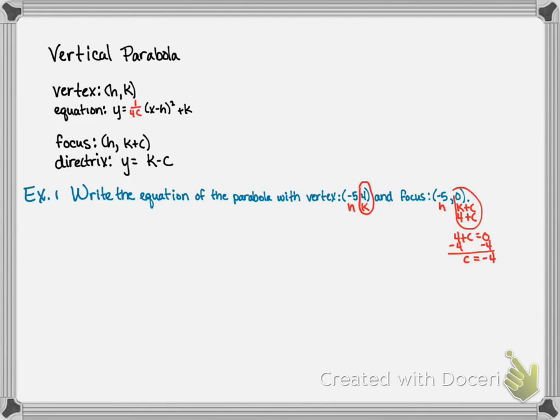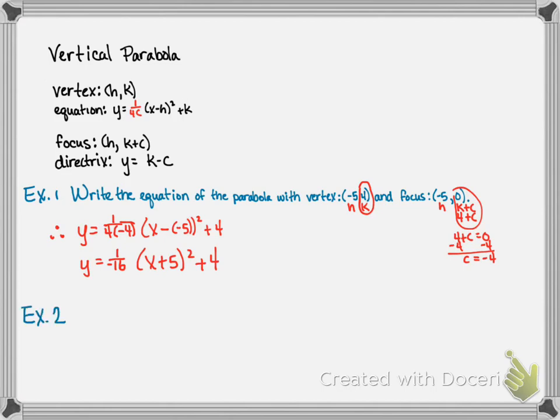So now we have identified h, k, and c. And these are the three numbers that we need to know to write the equation. So y = 1/(4 · -4) times the quantity x minus -5, quantity squared, plus 4. In other words, y = -1/16 (x + 5)^2 + 4. That's our equation of the parabola.